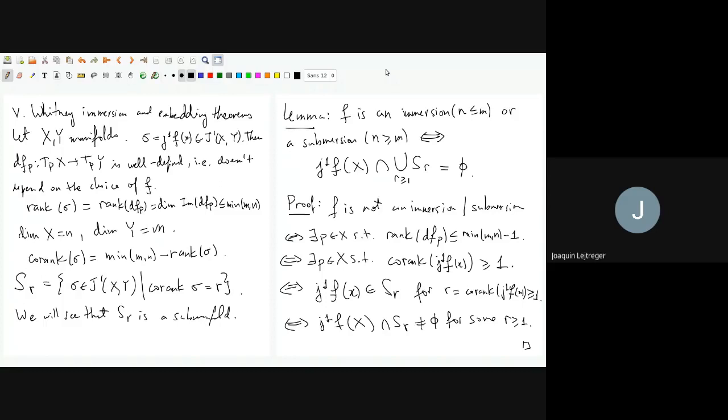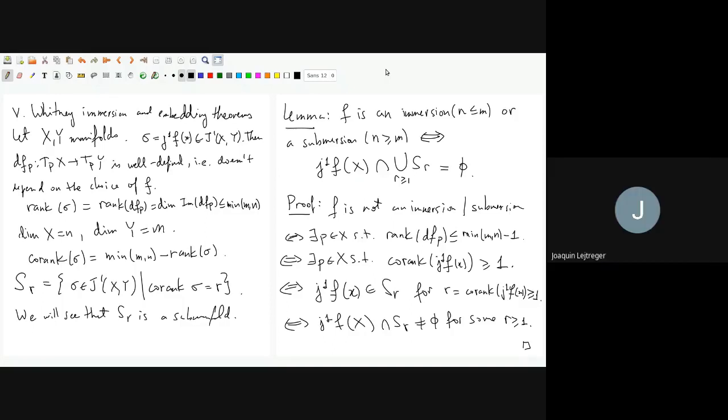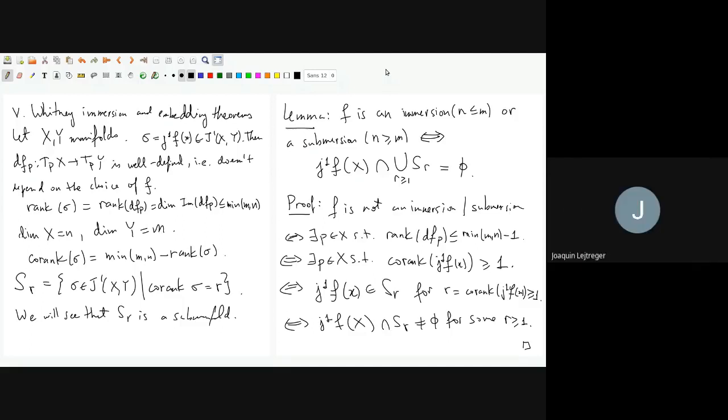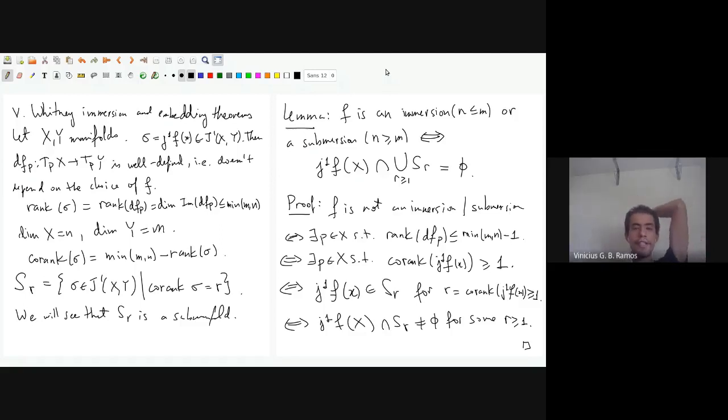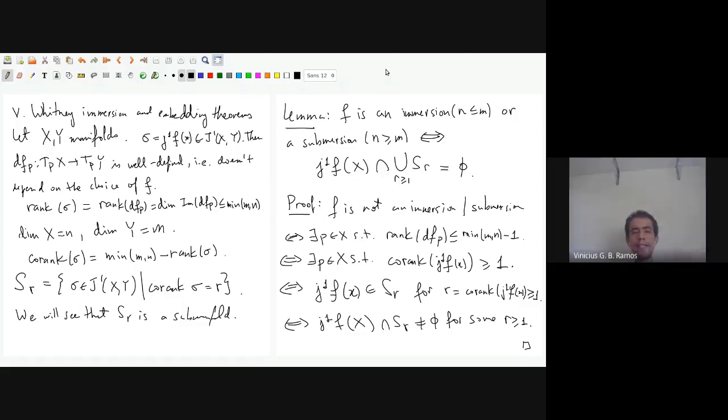So S_r are the elements of the jet that have one point which has co-rank r? What do you mean have one point? Because the rank of the differential does not depend on the point. No. When you fix a jet, you already fix a point. I know it's a little confusing. A jet is different from a function. A jet is the jet of a function at a point, so you're already fixing the point. And so p is the source of the jet.